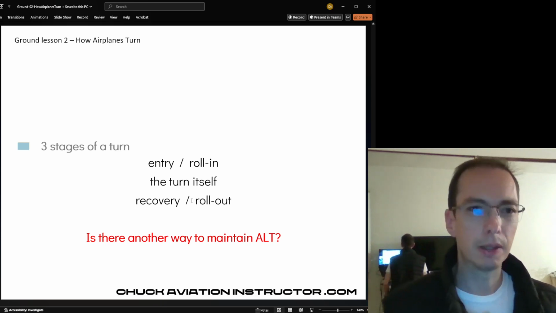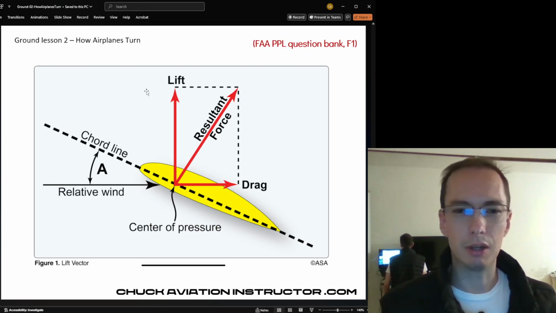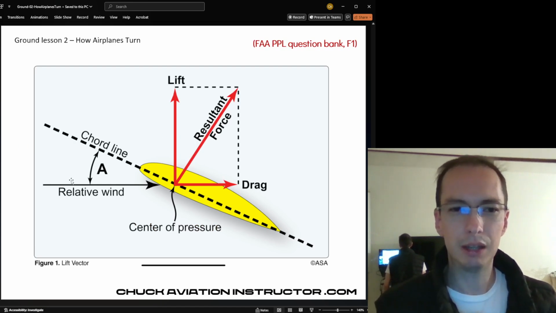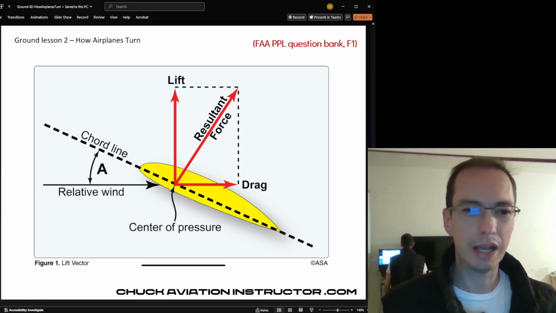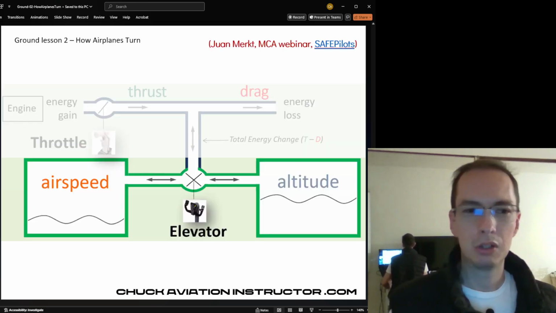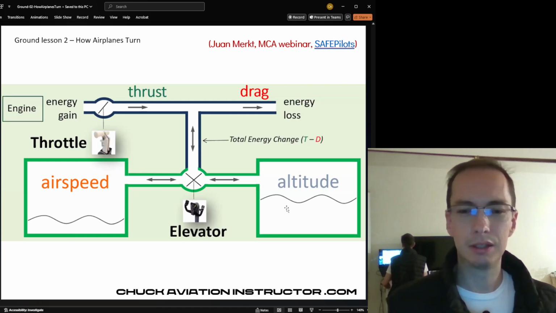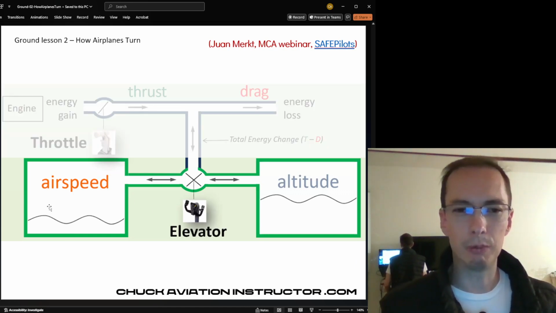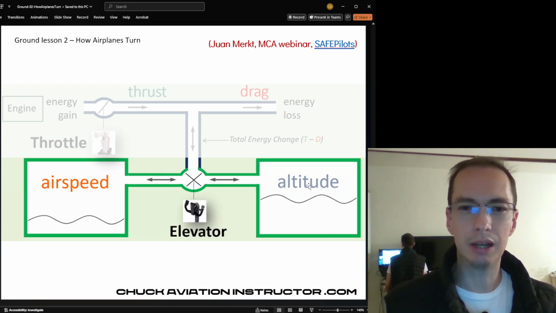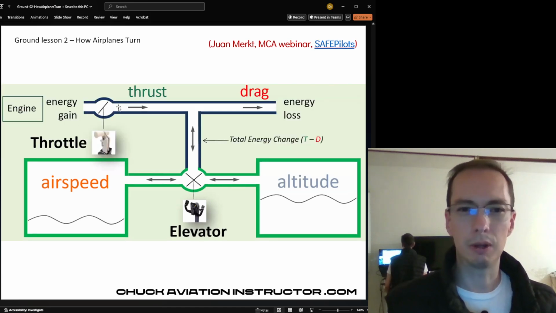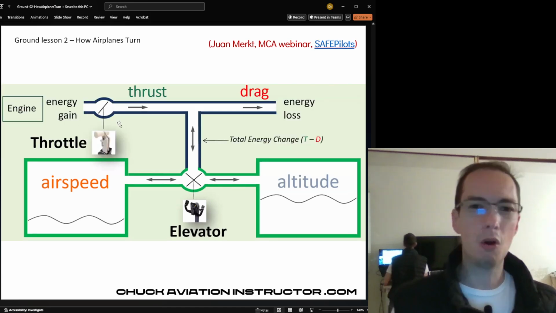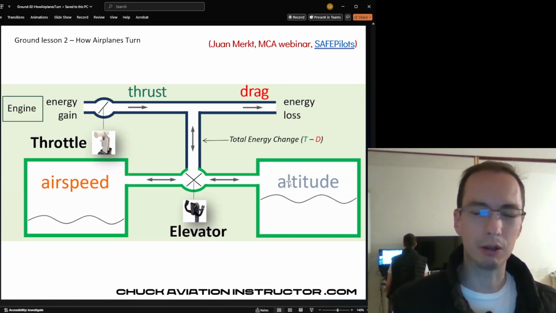Remember that the lift that you need is produced by a combination of the lift coefficient and the speed of your relative wind. So yeah, if you increase power, you can prevent the elevator from trading all your airspeed into altitude. Some of it is good because you need to maintain altitude with the elevator, but some of it needs to come from the throttle. What happens if you only maintain altitude with the throttle though?